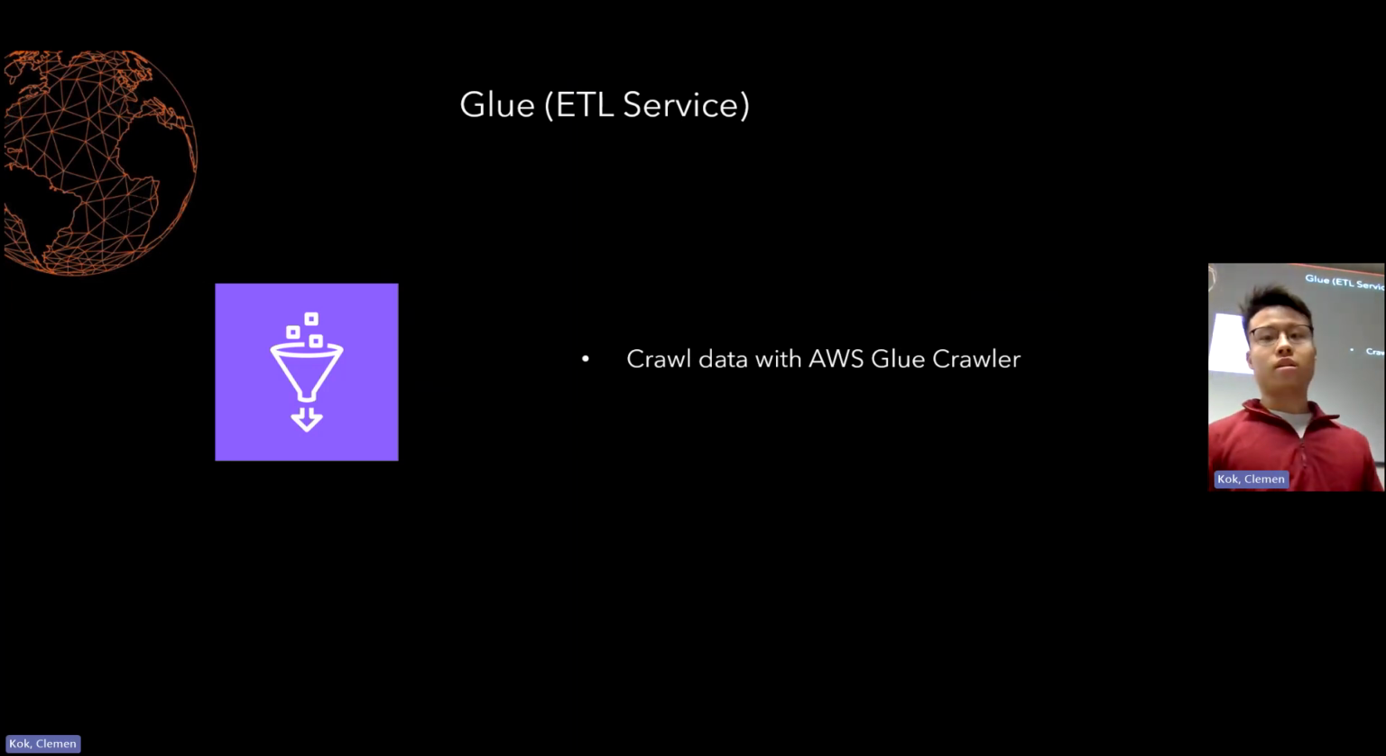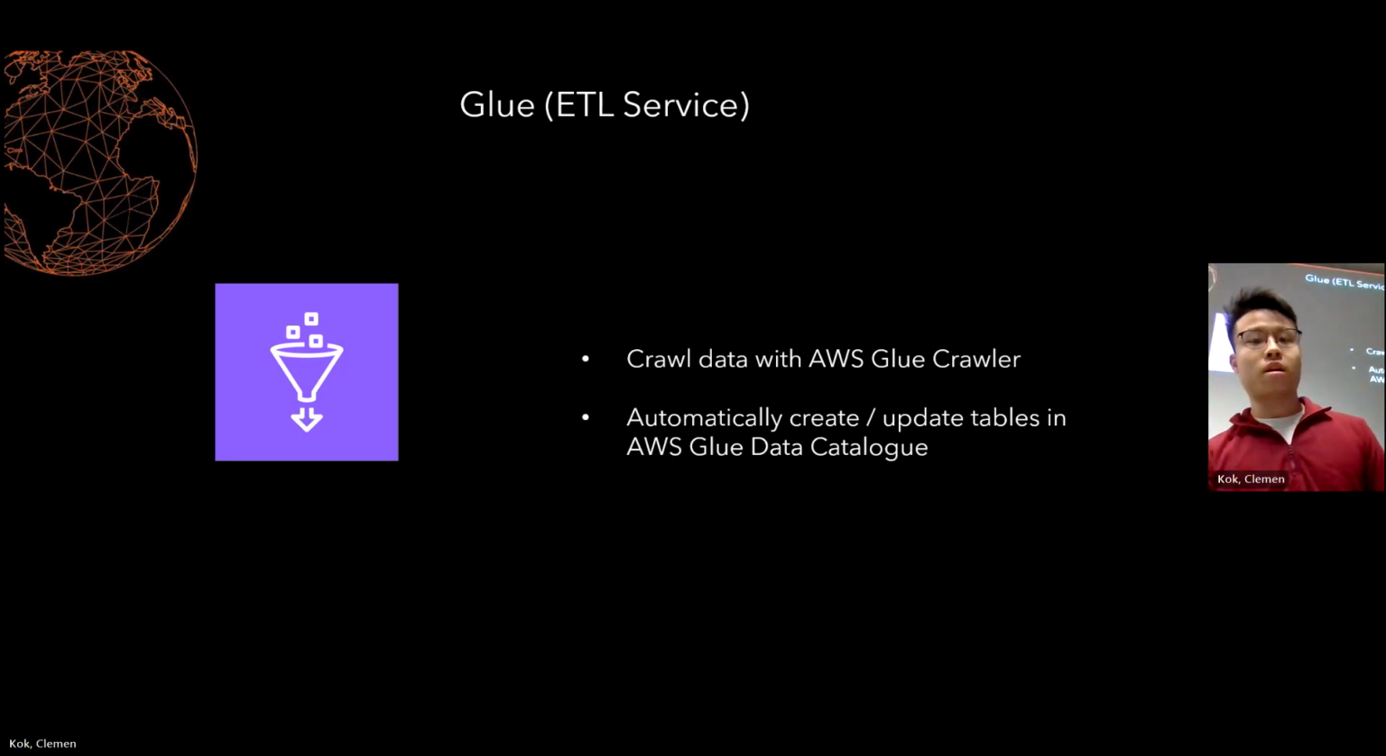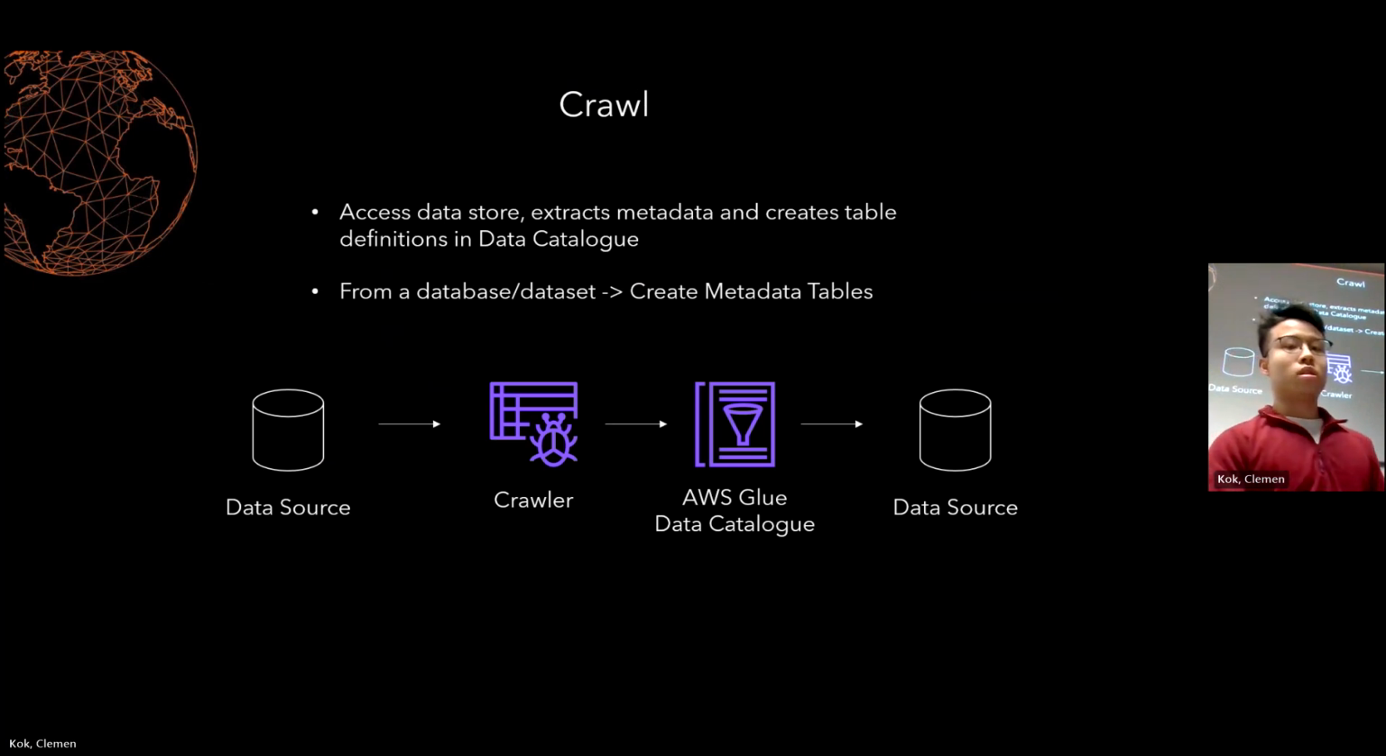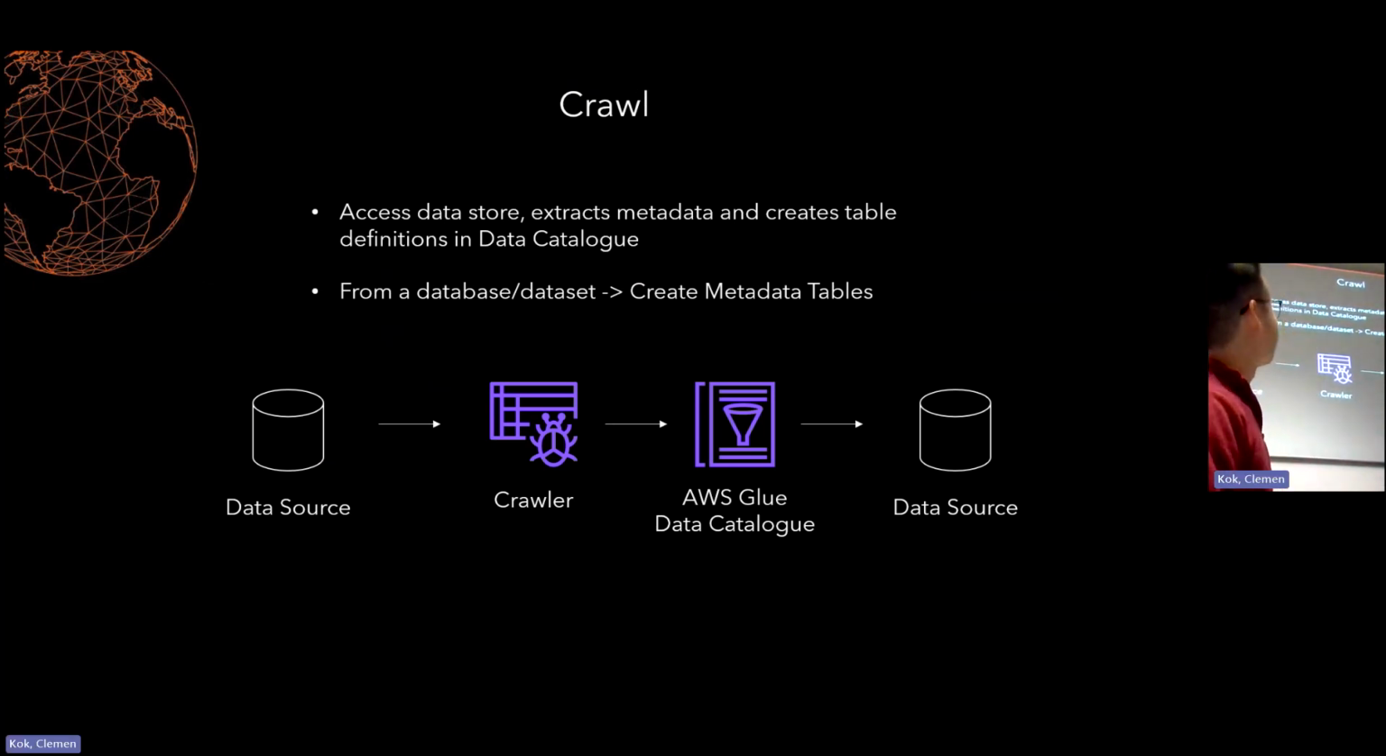So we're able to crawl data, as I previously mentioned. And then we can also store the metadata that we have extracted from the tables into something called AWS Glue Data Catalog. So the idea of crawling is basically to access our data in the source. The source can be an S3 bucket. And then from there, we're able to extract the schema and metadata and create definitions in the data catalog.